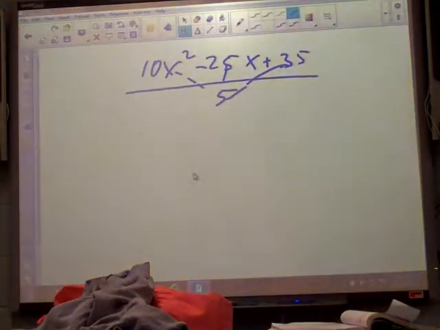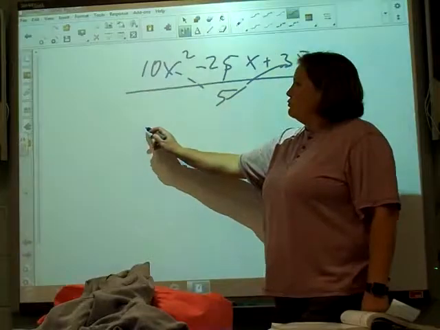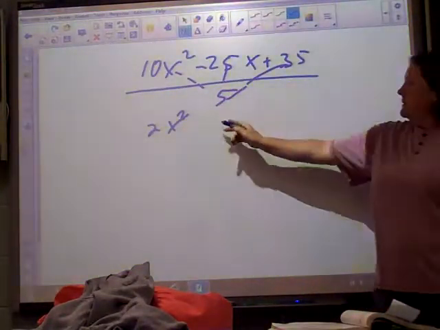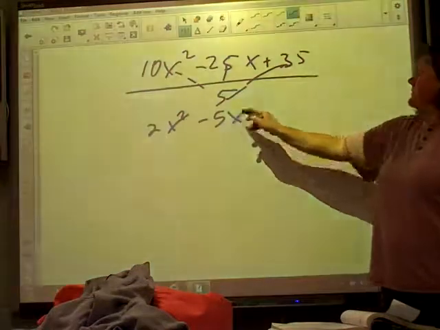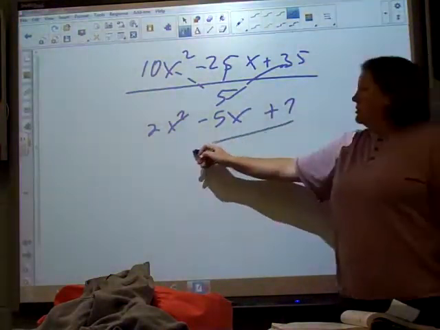So we divide each of those by 5. What's 10x squared divided by 5? 2x squared. Negative 25x divided by 5? Negative 5x. You know it. 35 divided by 5? 7. That's it. That's all you can do on that.